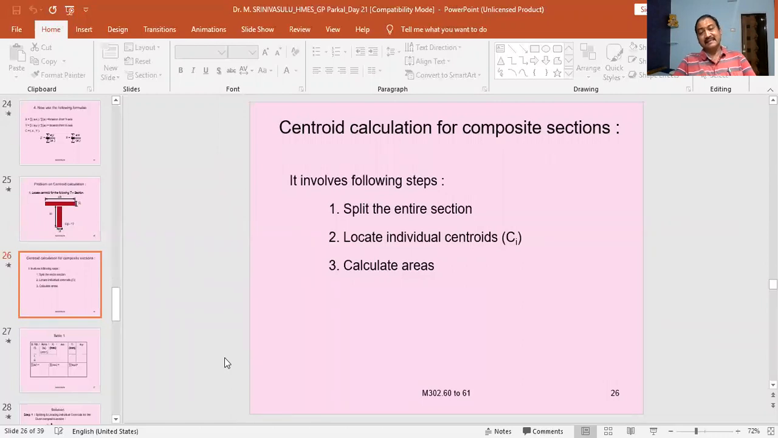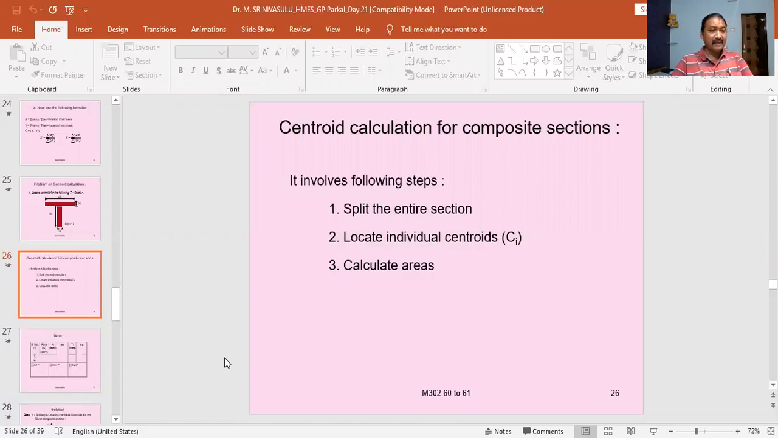point for the x-axis, and the leftmost edge will be taken as the y-axis. From that we have to measure the distances. The second step is to locate the individual centroids. Now the third step is to calculate the areas.